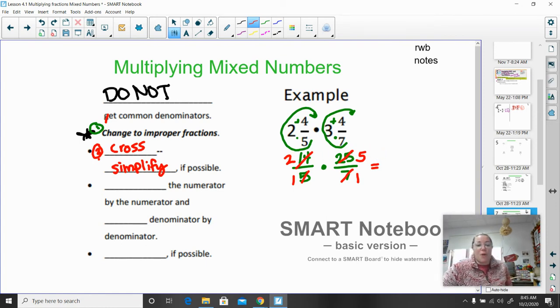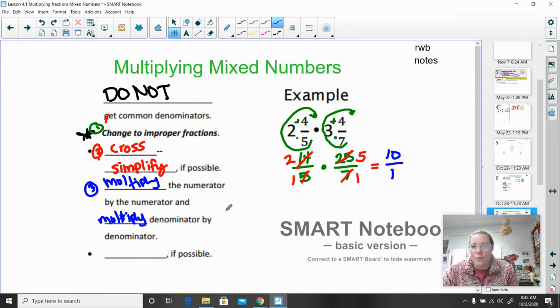So now step 3 here would be to multiply the numerator by the numerator and then multiply the denominator by the denominator. So we multiply the top by the top and the bottom by the bottom. So 2 times 5 is 10 and 1 times 1 is 1. Now simplify if possible. I can simplify this.